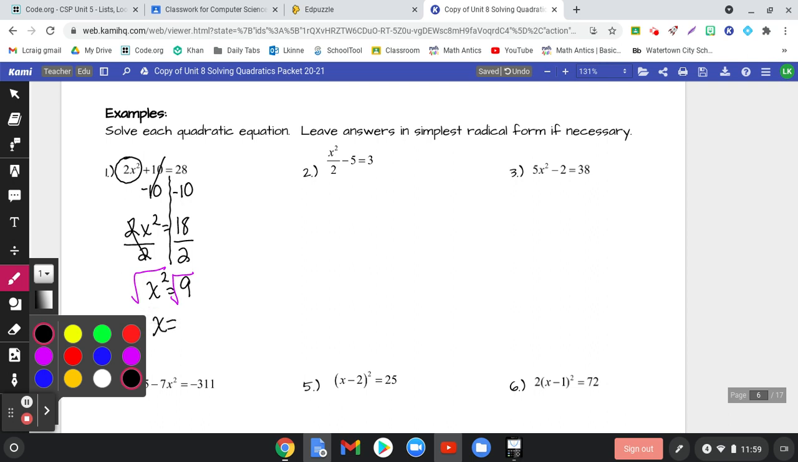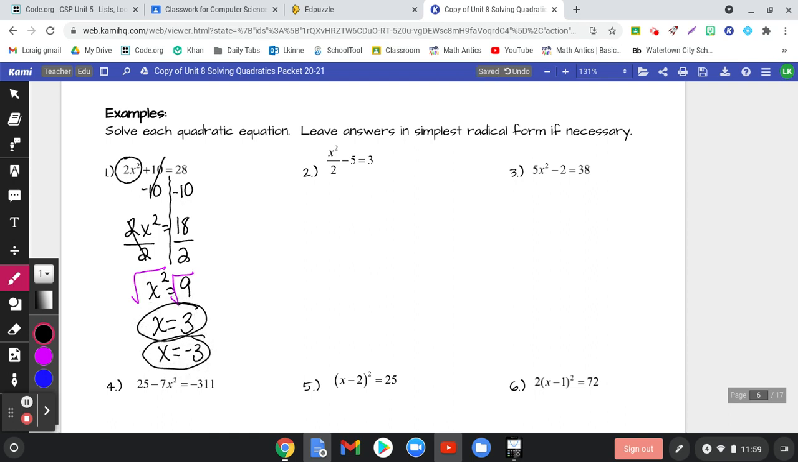So x equals, you might just say 3, but you have to remember x could also equal -3 because -3 times -3 is 9 and 3 times 3 is 9. So there's 2 answers, and rather than writing them separately, you're going to see them written like this. x equals positive or negative 3. Okay, so that's it. I'm going to draw my line down for the next one.